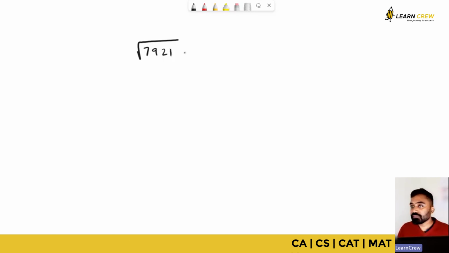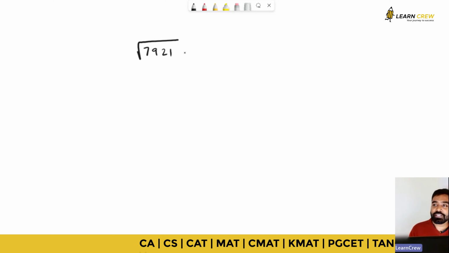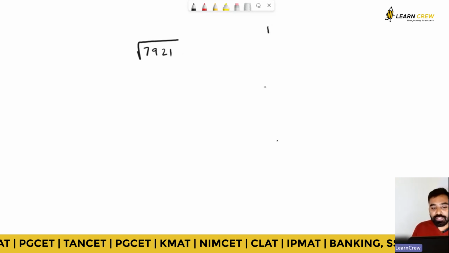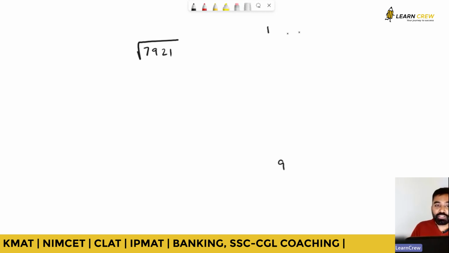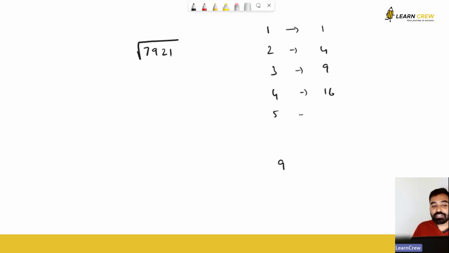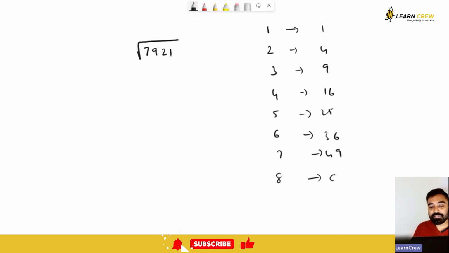7921. It's some random number. I do not know whether it is a perfect square or not. Now, from 1 to 9 square, you people should know, right? What is 1 square? 1. 2 square is 4. 3 square is 9. 4 square is 16. 5 square is 25. 6 square is 36. 7 square is 49. 8 square is 64. 9 square is 81.